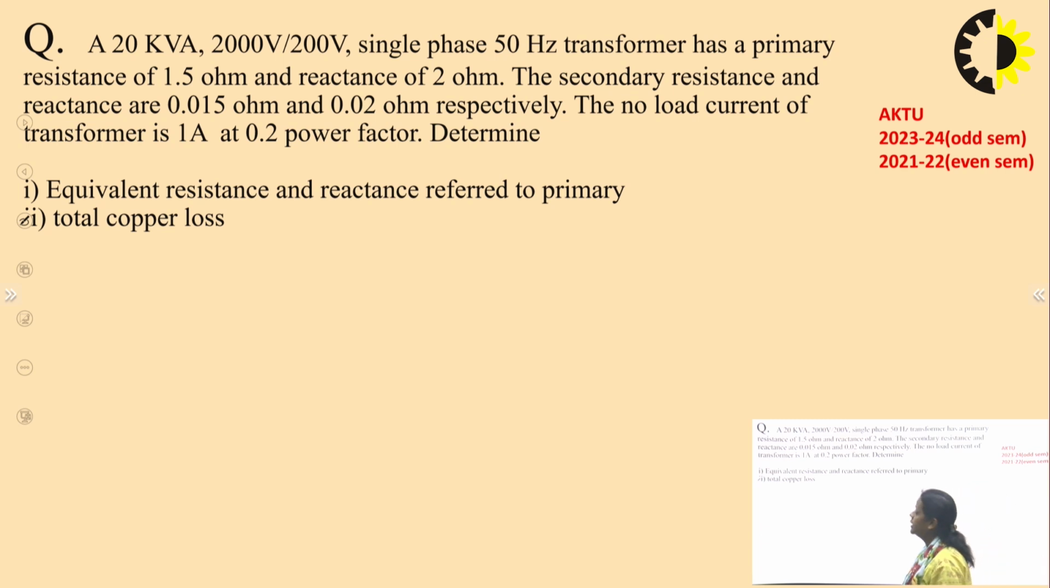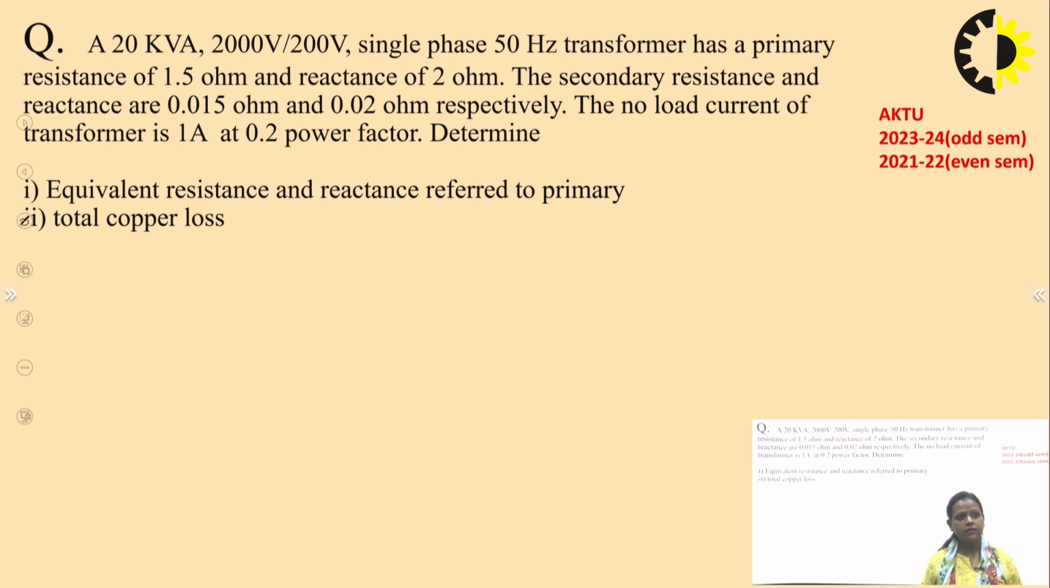So the next question is: a 20 kVA 2000 volt by 200 volt single phase 50 Hz transformer has a primary resistance of 1.5 ohm and reactance of 2 ohm. The secondary resistance and reactance are 0.015 ohm and 0.02 ohm respectively. The no load current of the transformer is 1 ampere at 0.2 power factor. So you have to determine equivalent resistance and reactance referred to primary, and you have to find total copper loss. And this question came in 2021-22 in even sem and in 2023-24 odd sem. So this question also repeated twice.